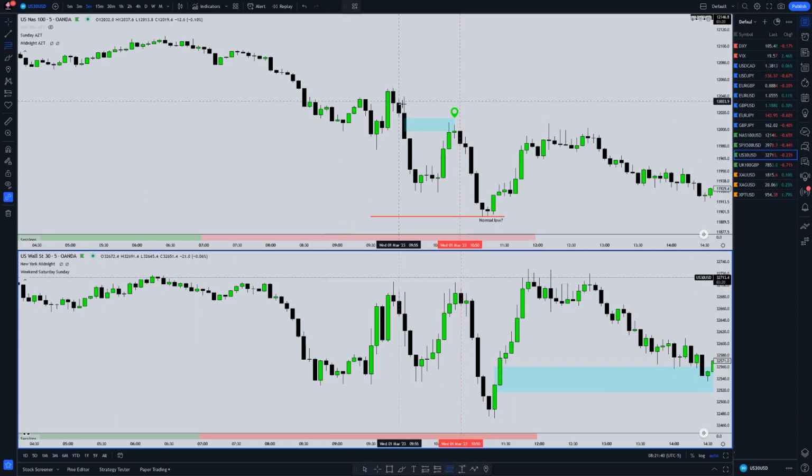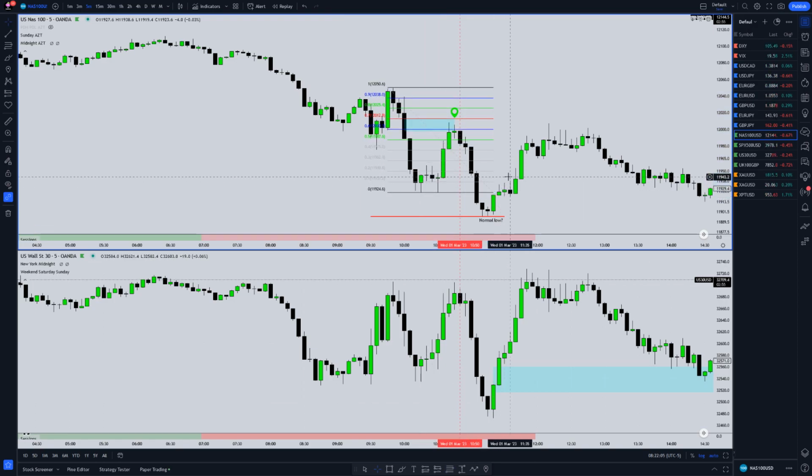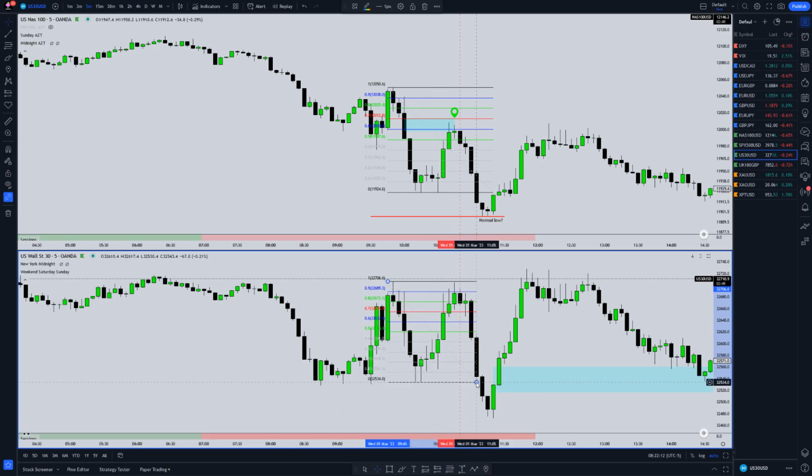Good question. We'll do the fib for the top chart first. Where would you like to put the first anchor? I guess it would be from the top of here, to the bottom of that leg. Yep, that one. Okay, and then we draw the equivalent fib on the Dow, so top of that swing, bottom of that swing.